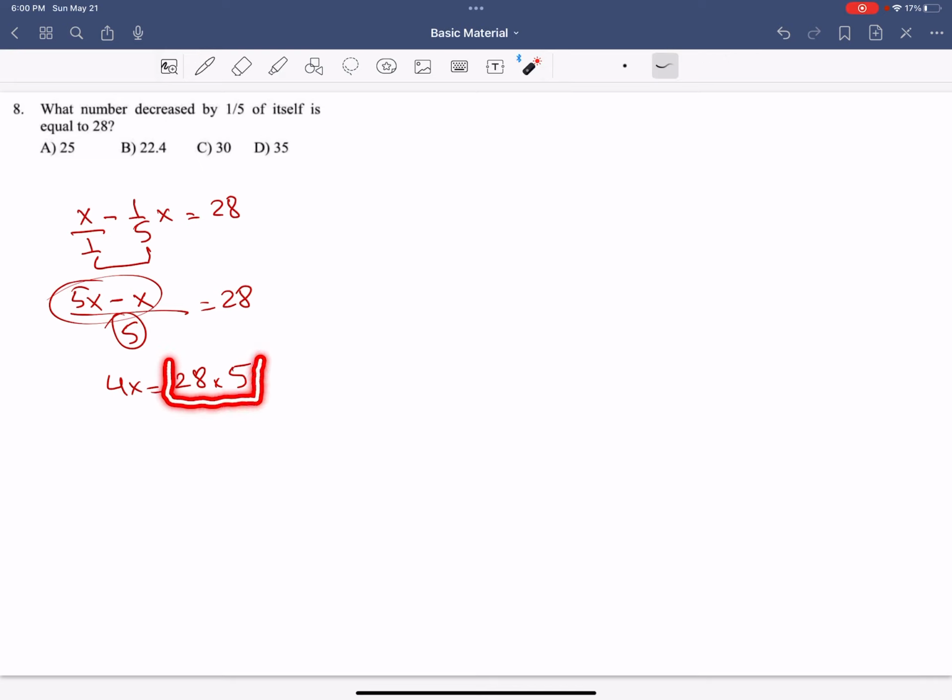Before you create a larger number multiplying, check if you can simplify the numbers. 28 is divisible by 4, is 7. 7 times 5 is 35.